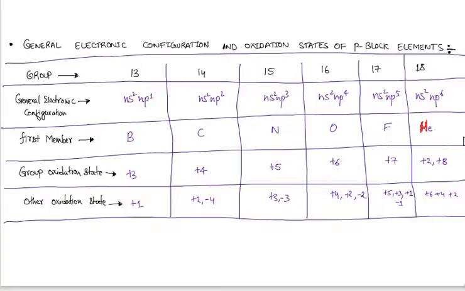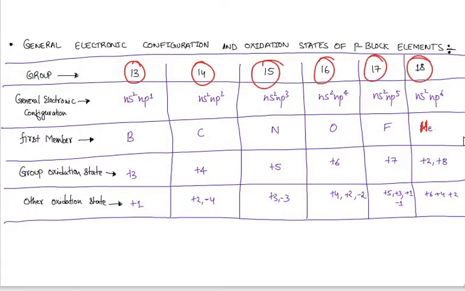So today we will discuss some electronic configuration and oxidation state of p block elements. Since we all know p orbital can maximum accommodate 6 electrons, there are 6 groups in p block element, that is group 13, group 14, group 15, group 16, group 17 and group 18.